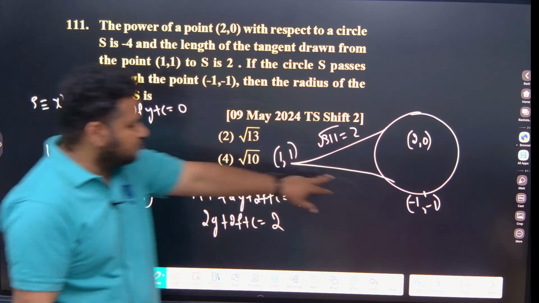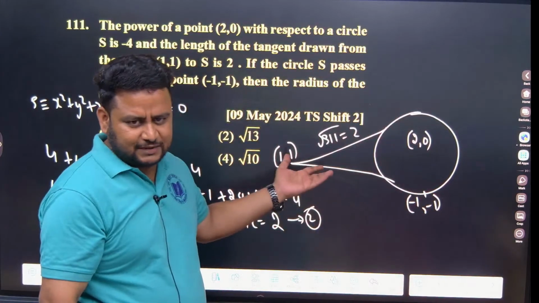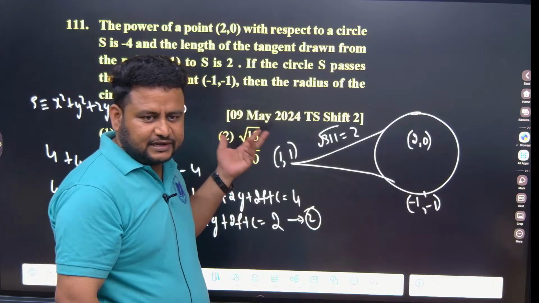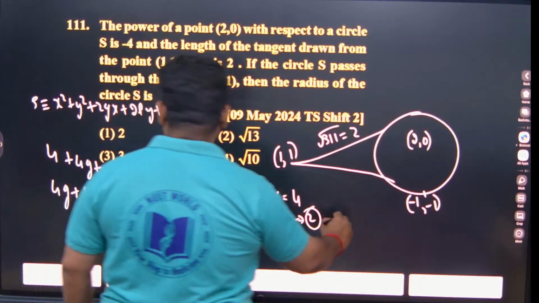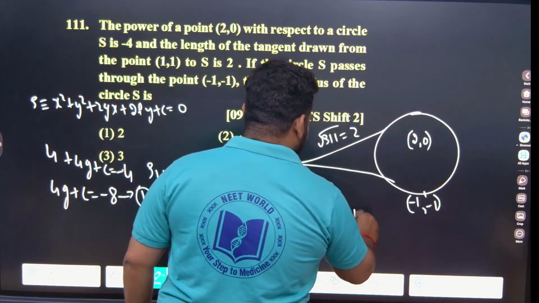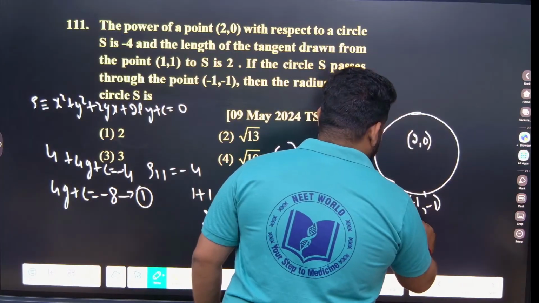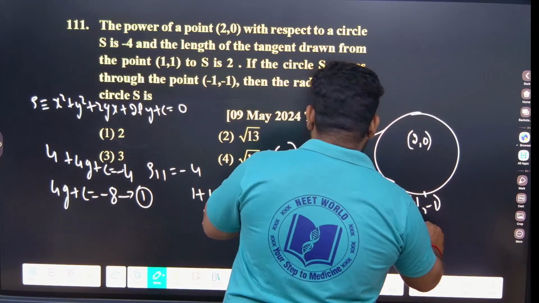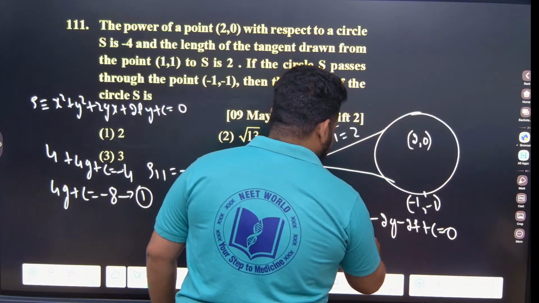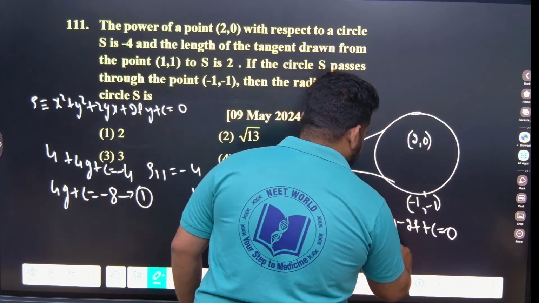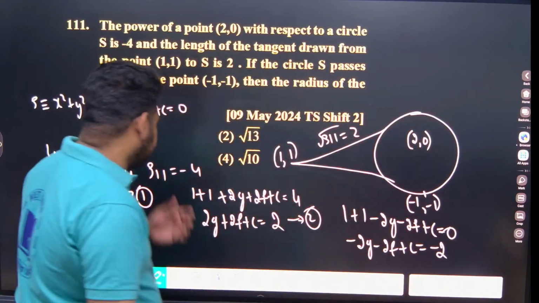Now what else is given? The circle passes through this point. This is the second condition. Just put the condition just like how you used to do in IP. Minus 1 comma 1: wherever x and y are there, you put minus 1 comma 1. This will give 1 plus 1 minus 2g plus 2f plus c is equal to 0, so minus 2g plus 2f plus c is equal to minus 2.